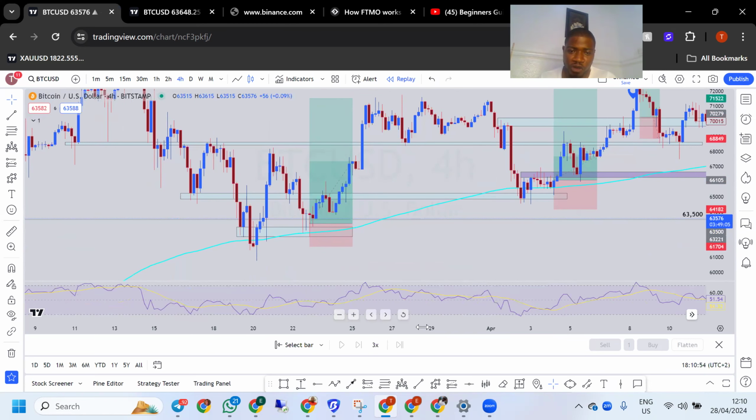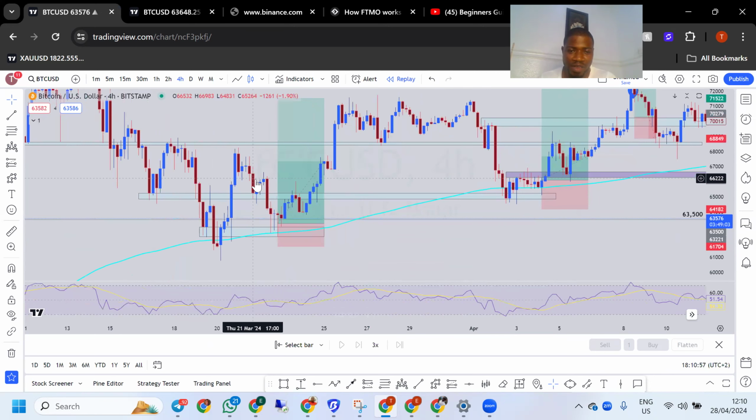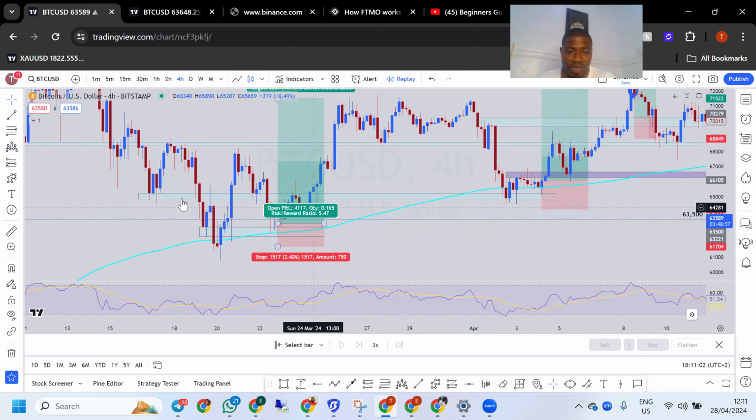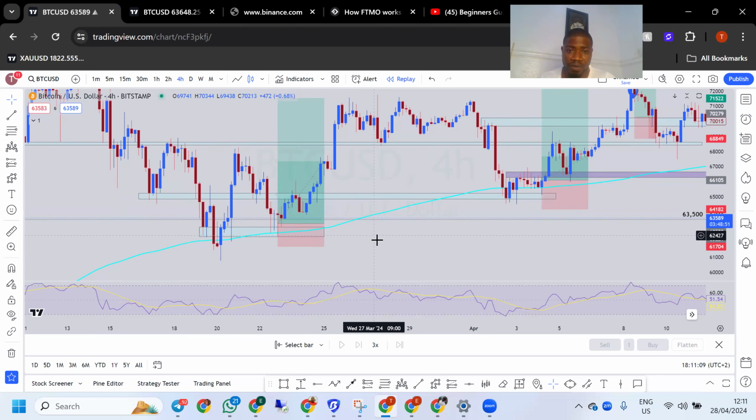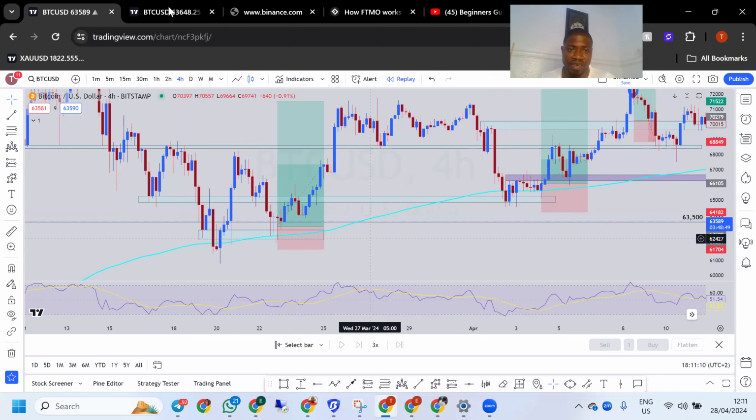My friend started showing me another block. This is another block. Oh, market tested it twice and dropped. And market tested it through, dropped. This zone is very strong. So market was supposed to even drop more. I held my trade. I held it very tight.